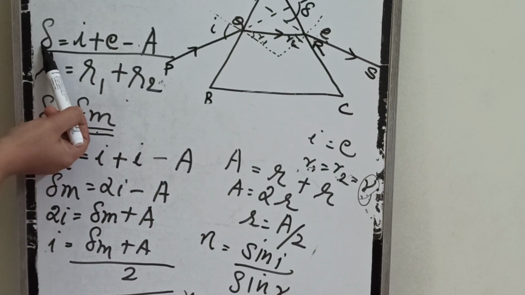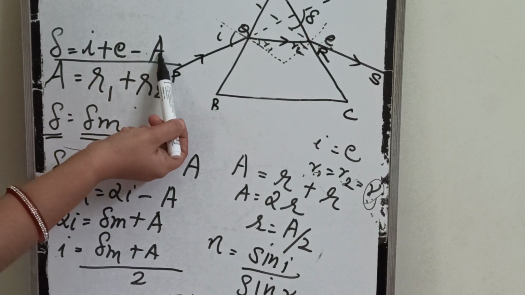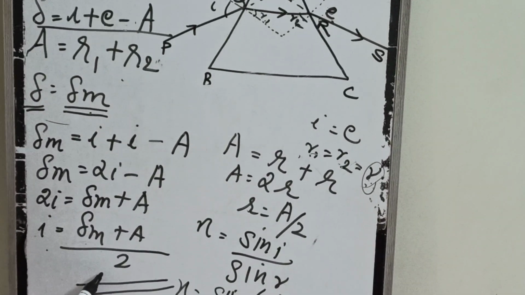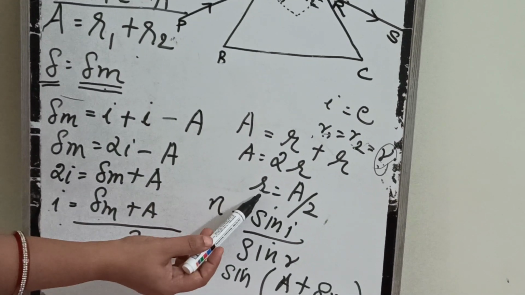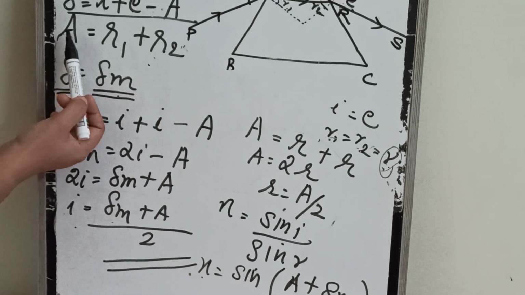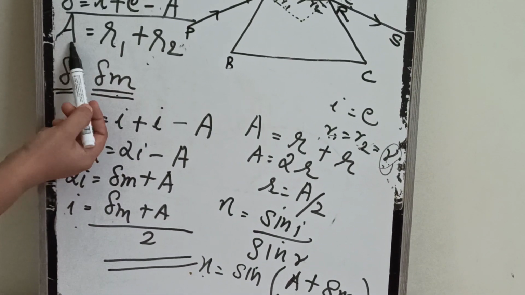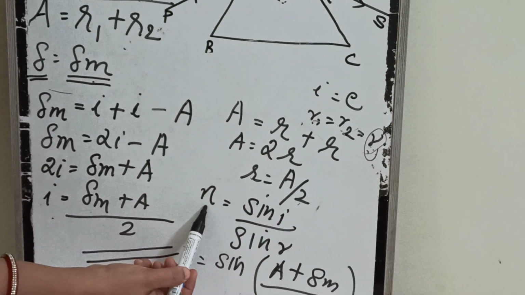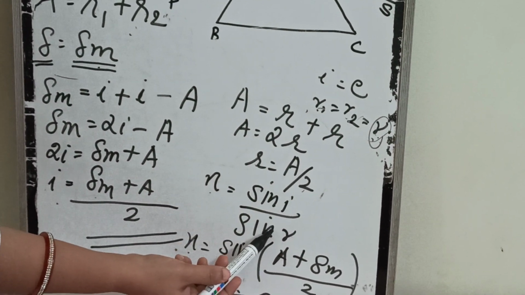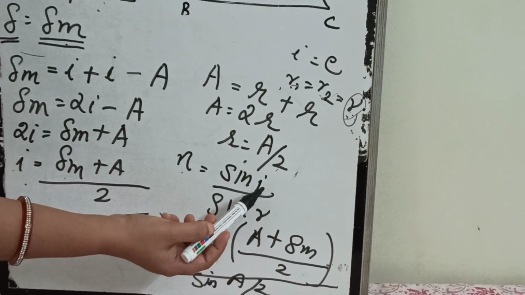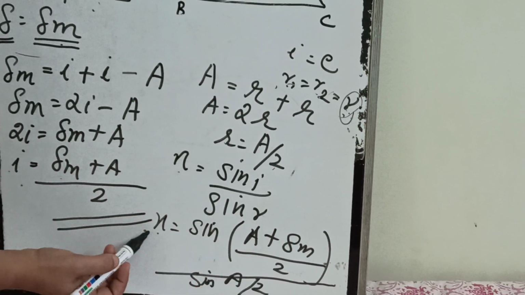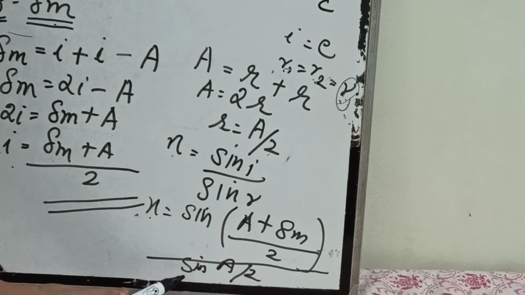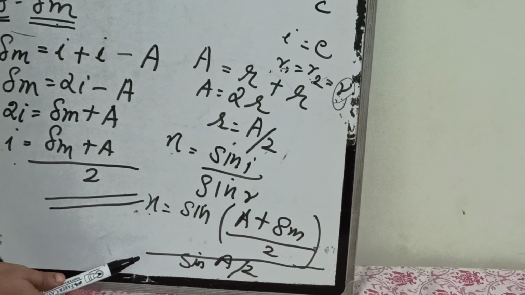So delta is equal to i plus i minus A. From that I can find i equal to (delta m plus A) by 2. Similarly, r can be found from this equation, that is A equals r plus r, or A equals 2r, r equals A by 2. So refractive index n equals sin i by sin r, which is Snell's law of refraction. I and r you can put the values. So n will change to sin((A plus delta m) by 2) by sin(A by 2). This is the prism formula.